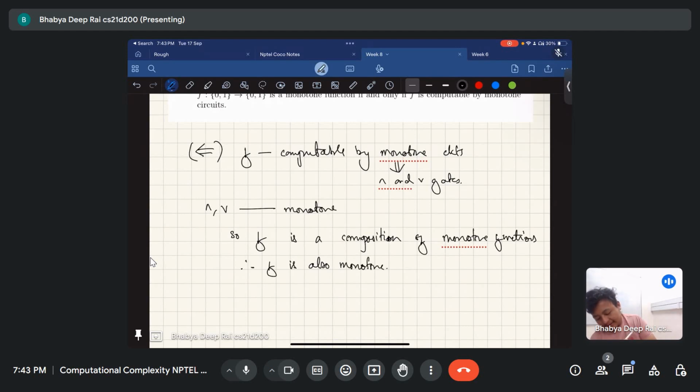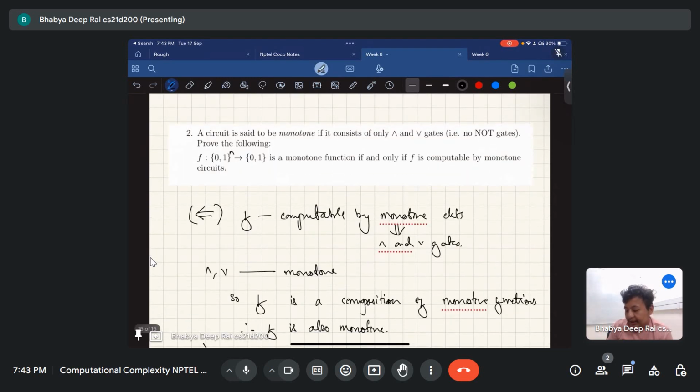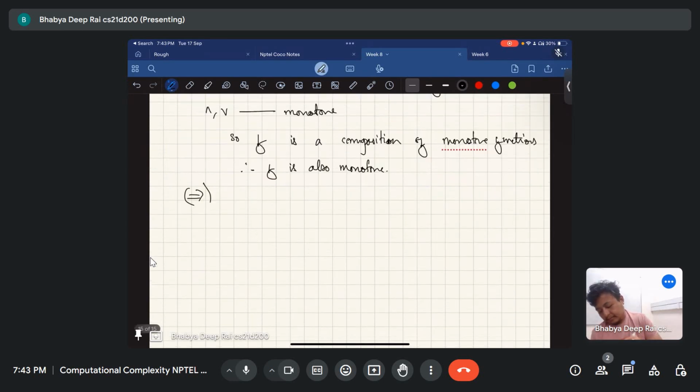Now let's look at the other way round. So the other way around is as follows. F is a monotone function if and only if F is computable by monotone circuits. Okay. F is monotone.